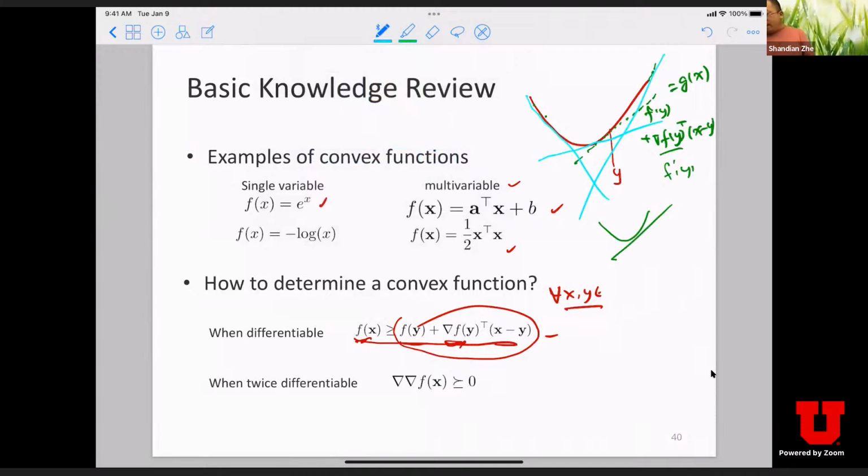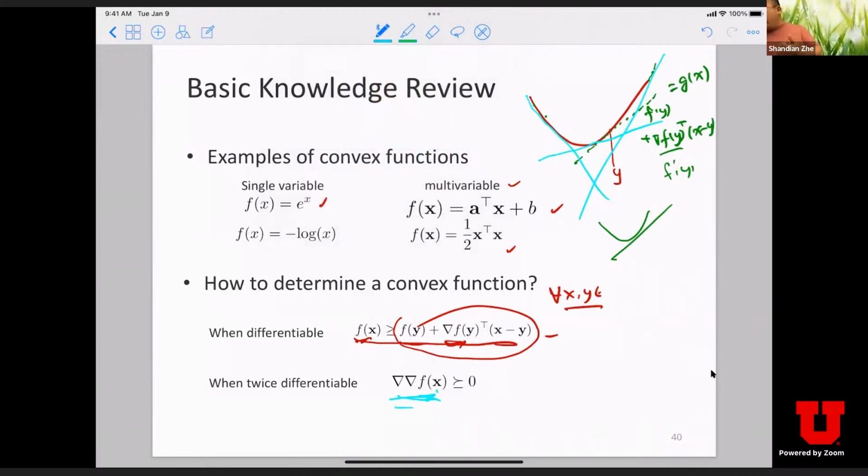Okay. And the second commonly used test is the Hessian, or second order derivative. If f is twice differentiable, and for any input x its Hessian matrix is positive semi-definite, then f will be convex as well. We're not going to prove why this is the case, but this is a known result in convex function properties. Just keep in mind, this is a very often used property.